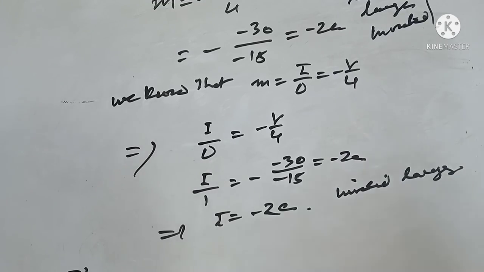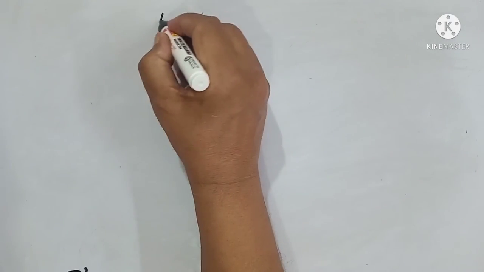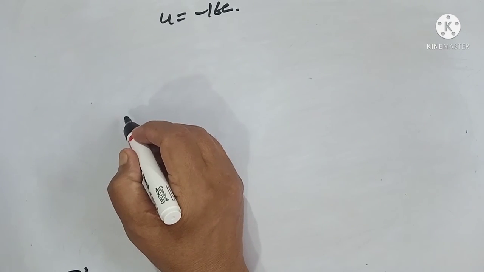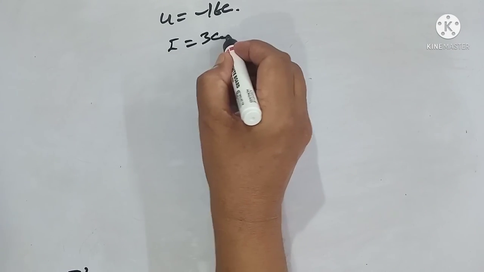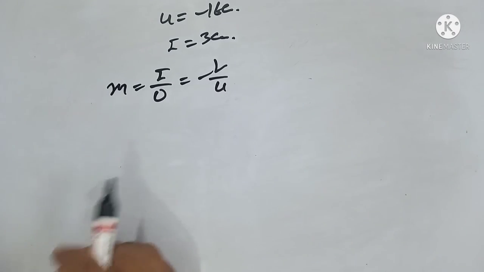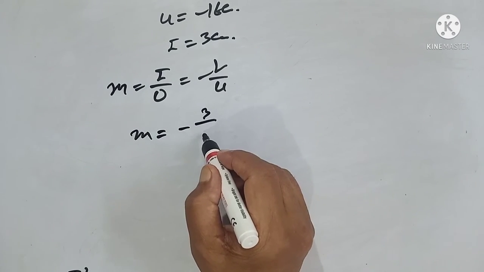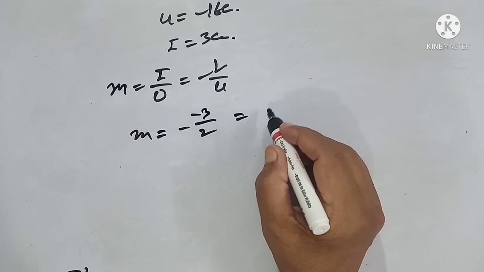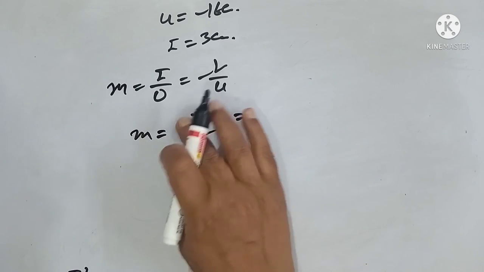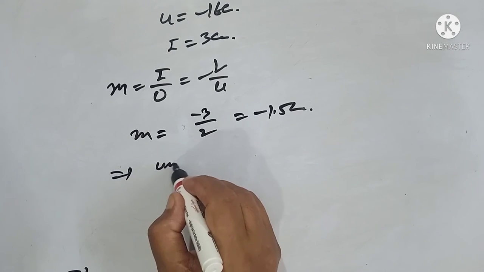We take another question. In this question, we are given with O is equal to 2 cm, U is equal to -16 cm, I is equal to -3 cm. This is given. And so we use the formula M is equal to I upon O is equal to -V/U. So M is equal to -3/2 is equal to -1.5. And this implies that image is inverted.